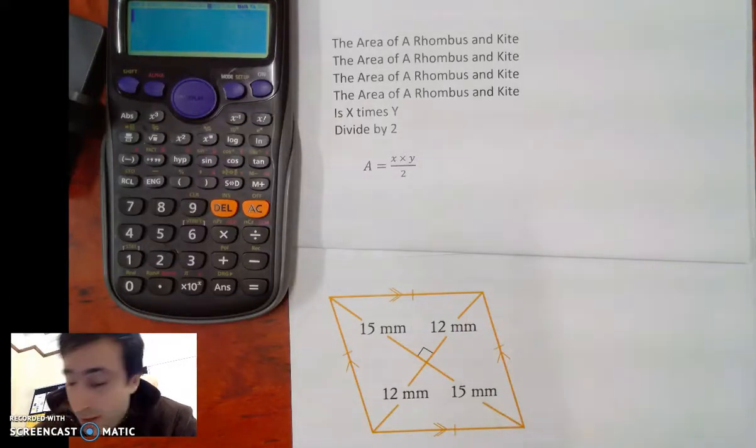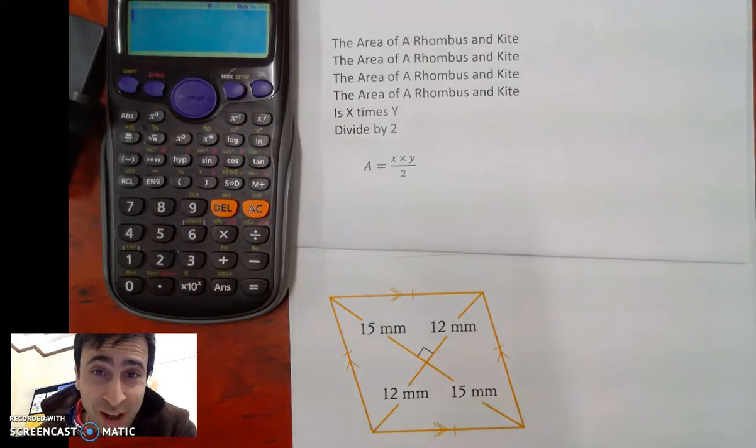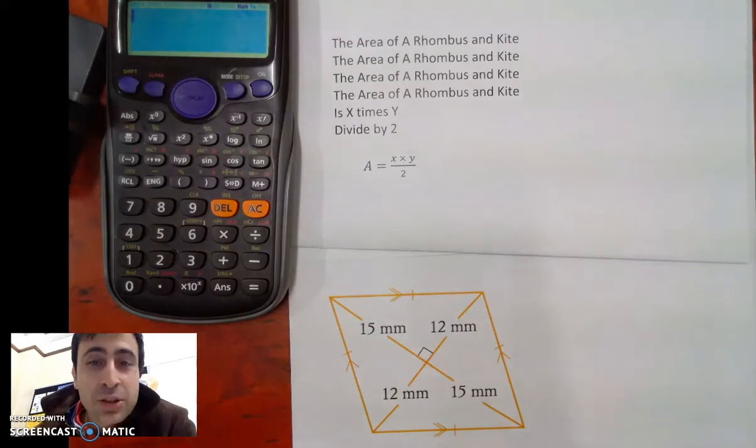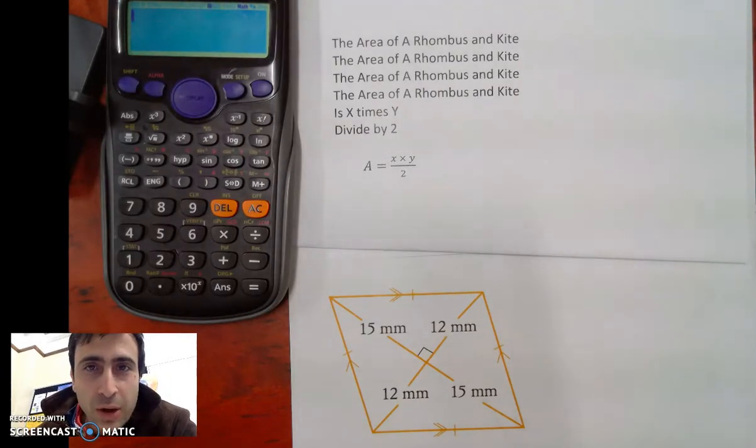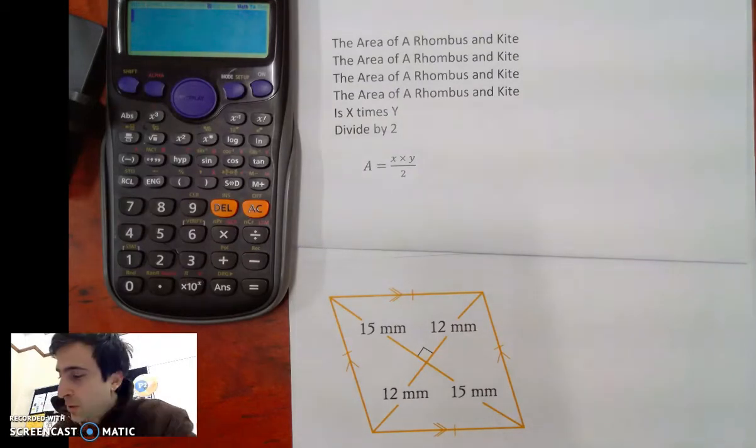Hello, I've got another song and it is the most terrible song ever. But it's going to work because it's going to help us find the area of a rhombus and kite. But before we do that, we need to decide, well, what is a rhombus and what is a kite? Okay? There's a big difference between the two.